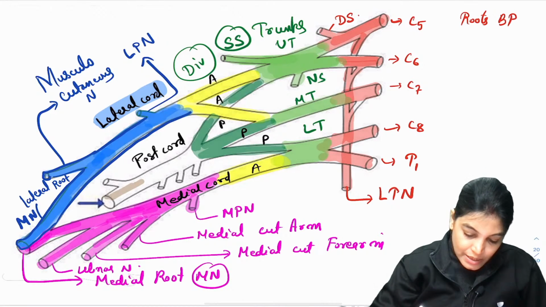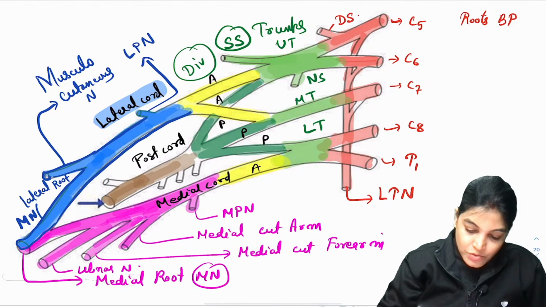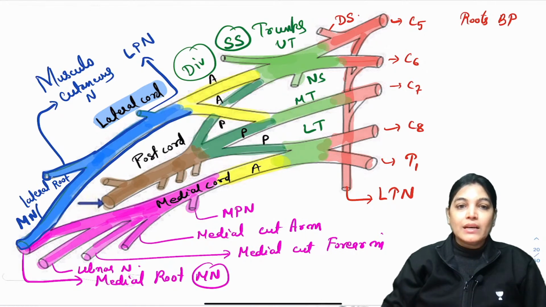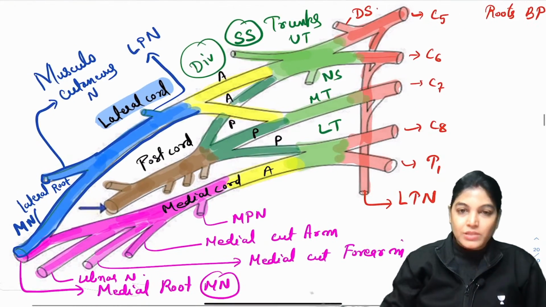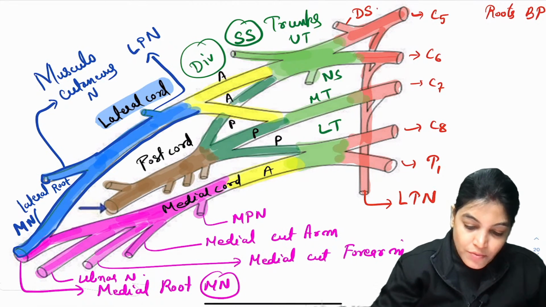I will use brown color for the posterior cord. This is showing you all the branches from the posterior cord. This is the posterior cord, and now let's focus on all its branches. The arrow marked nerve is the largest. If I enlarge slightly, the arrow marked nerve is the largest branch of the posterior cord.